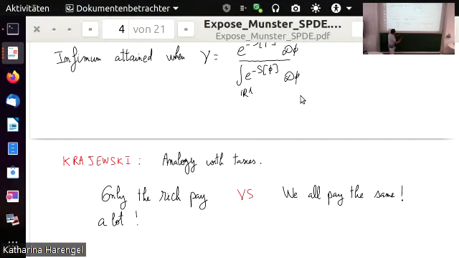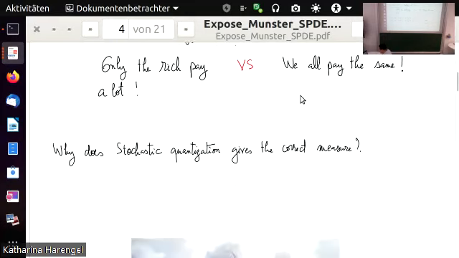So you see, you have this dichotomy. If you are the state, then you can decide, okay, only the rich pay a lot, like in the situation where your probability measure charges the minima, or we all pay the same, you see? And then you try to reach a certain balance between these two conditions.